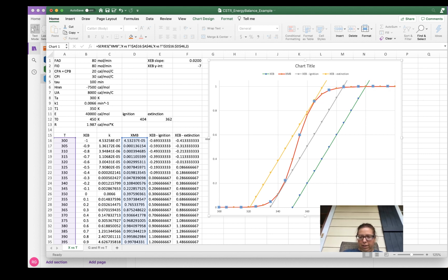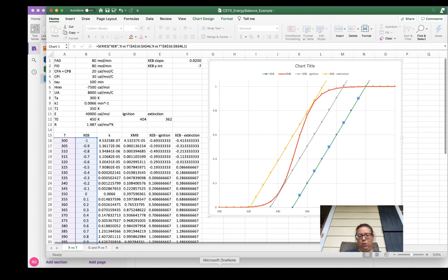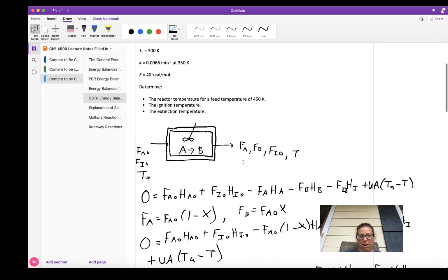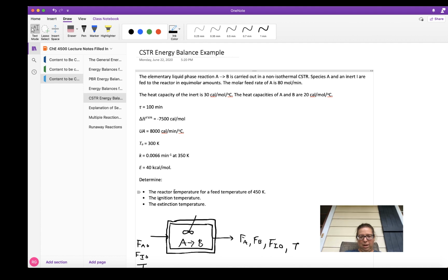My energy balance then is this one. Notice that it's linear. So the energy balance is a straight line. So the energy balance ends up being a little bit simpler, and the point where the 2 intersect, that gives me my answer. So in the problem statement that we had looked at, we wanted to determine the reactor temperature for a feed of 450 K.